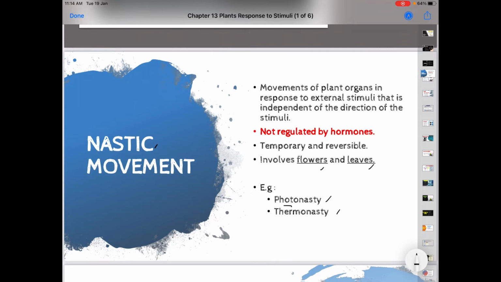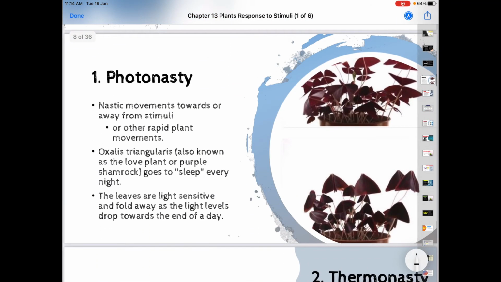Examples are photonasty and thermonasty. Photo means it must involve the stimulus of light. Thermonasty means it must involve heat, as thermo means heat. So now we go into photonasty. What is photonasty? It is nastic movement towards or away from the stimulus, or other rapid plant movement.